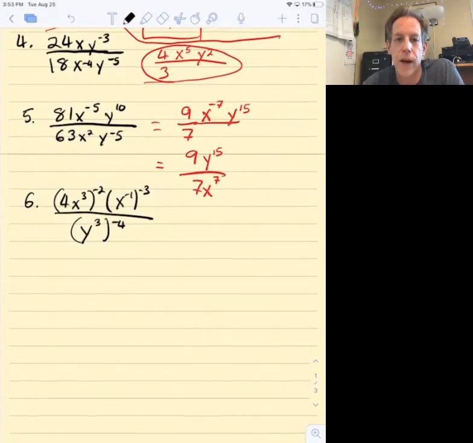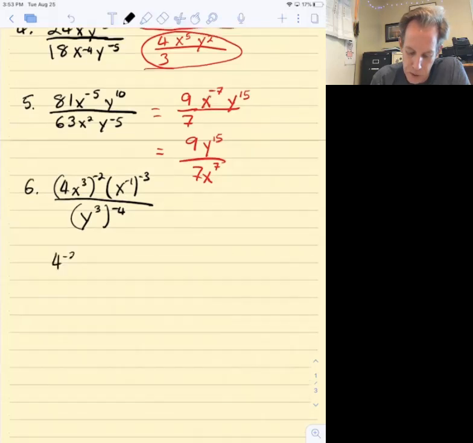Or you could use a power property to rewrite everything, for example, in this first parentheses to the power of -2 and so forth, okay? And I think that's what I'm gonna do first. So I'm gonna start by just rewriting that first parentheses as 4 to the power of -2, x to the power of -6. That second parentheses is going to become x to the power of +3 over y to the power of -12.